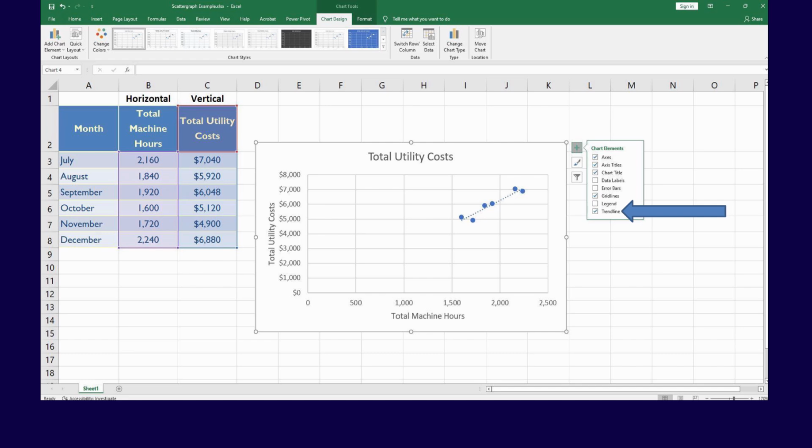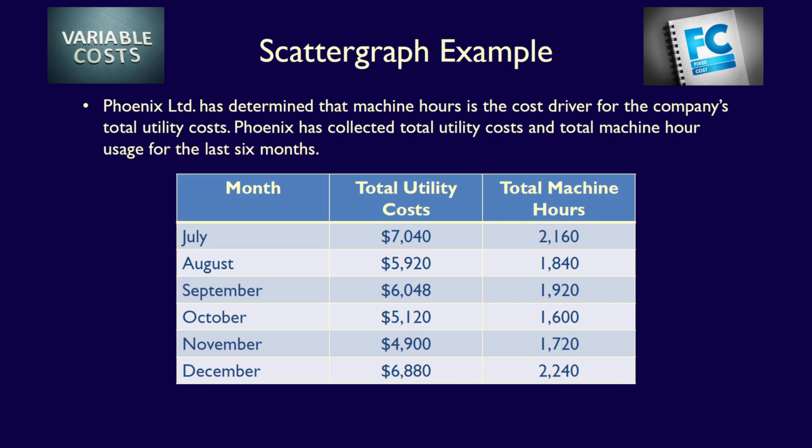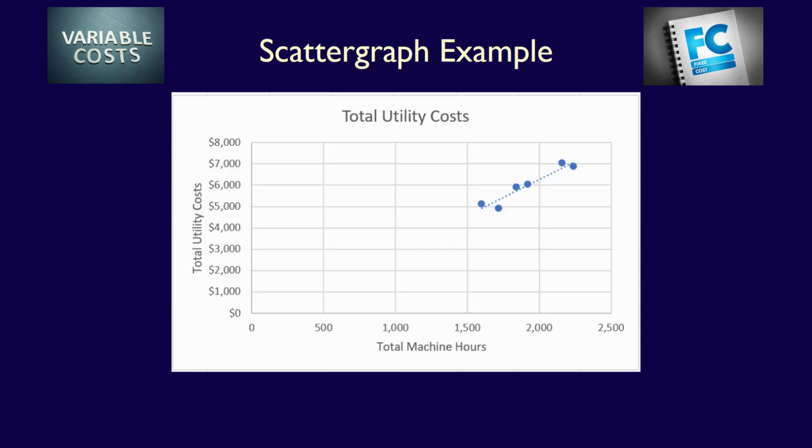To see this more clearly, we can use Excel to add a trend line. If you click on the graph, you'll again see the plus sign in the upper right-hand corner of the graph. You can see that the last item is to add a trend line, which indicates the relationship. This adds a blue line to the scattergraph, which helps you to visually see the relationship and if it's linear, which in this case it is. We have now taken our data and, using Excel, created a scattergraph which shows us the relationship between the machine hours used and the utility costs incurred.